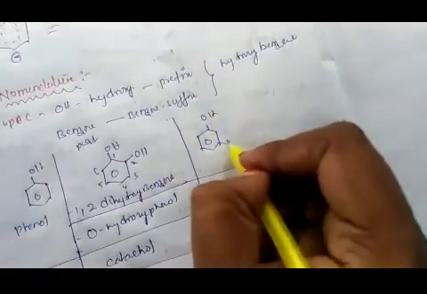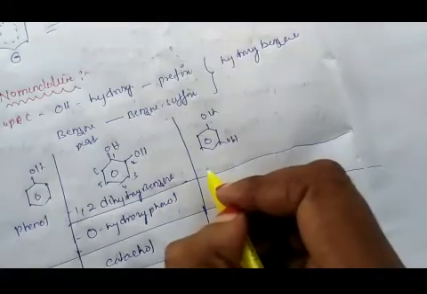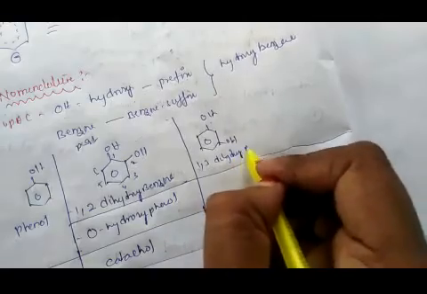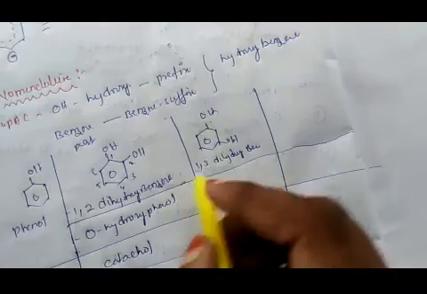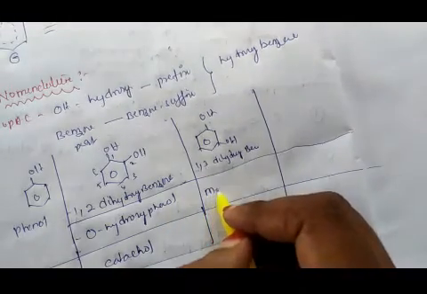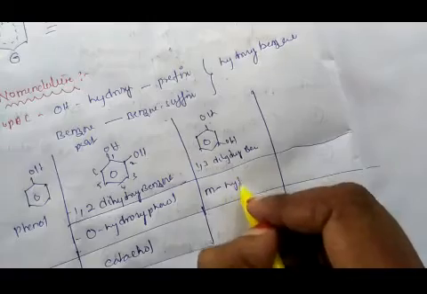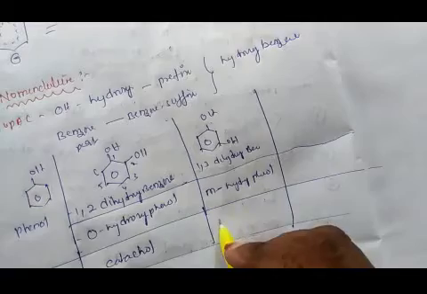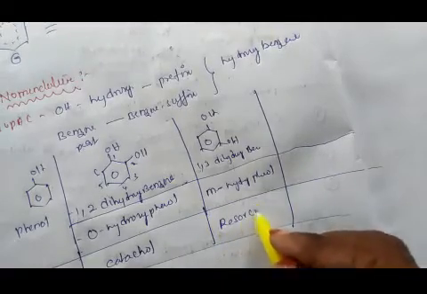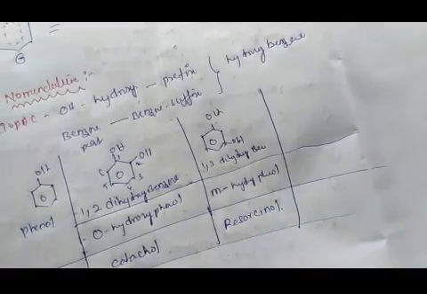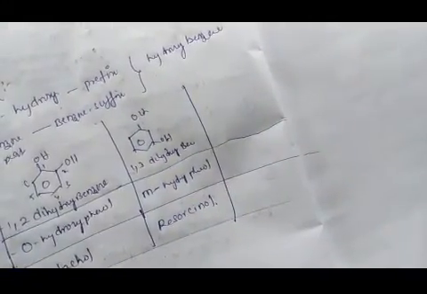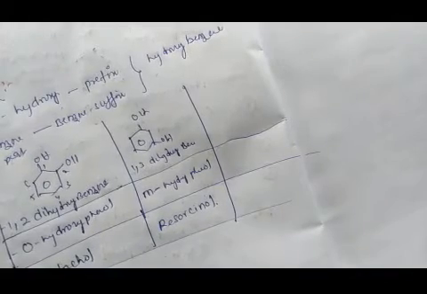We will write another isomer of this molecule. OH here. What is the substitution? 1,3-dihydroxybenzene, otherwise called metahydroxyphenol. It is commonly called resorcinol. The common name is resorcinol. So 1,3-dihydroxybenzene or m-hydroxyphenol is commonly called resorcinol.